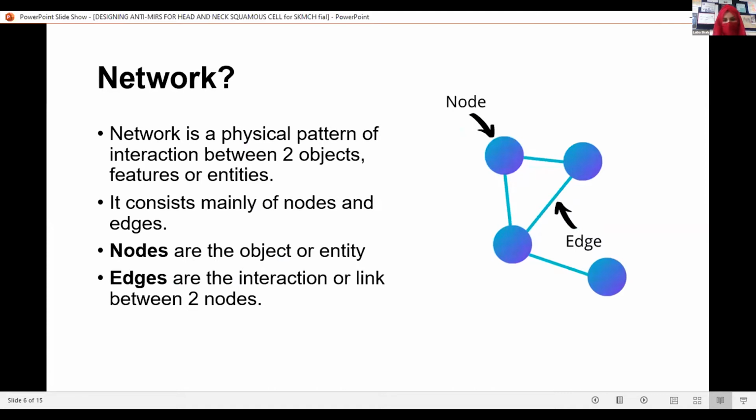Okay, first of all, as you all know that it's a network-based approach, so I would like to tell a little about a network. A network is the physical pattern of interaction between two or more objects. It mainly consists of nodes and edges. Nodes are basically the objects or entities, while the edges are the links established between those nodes.